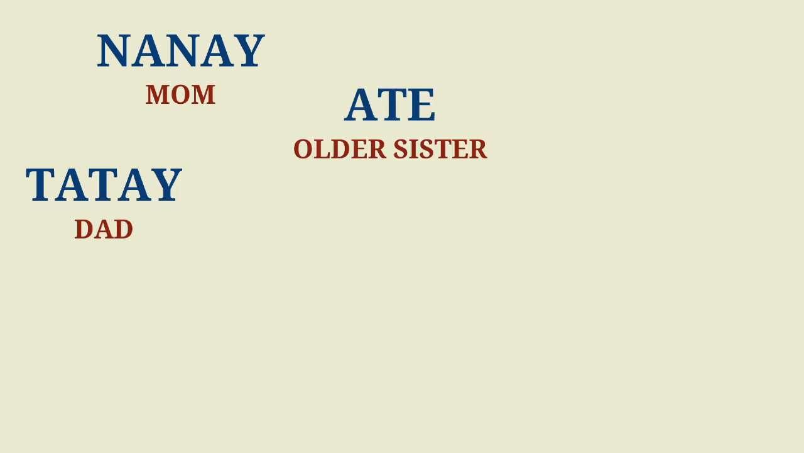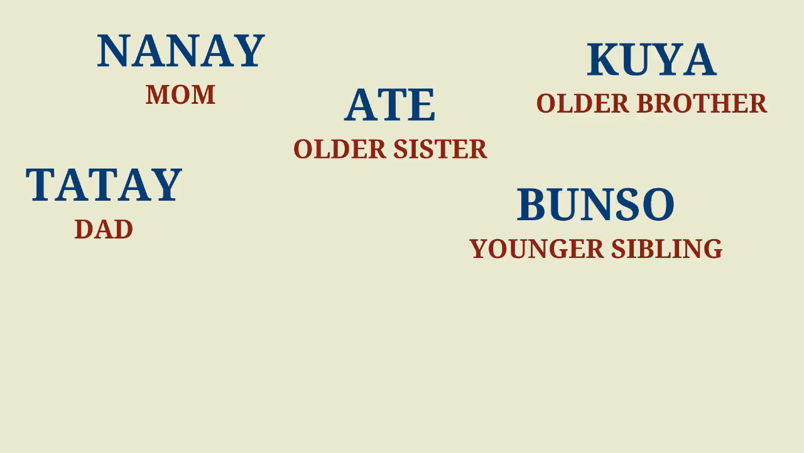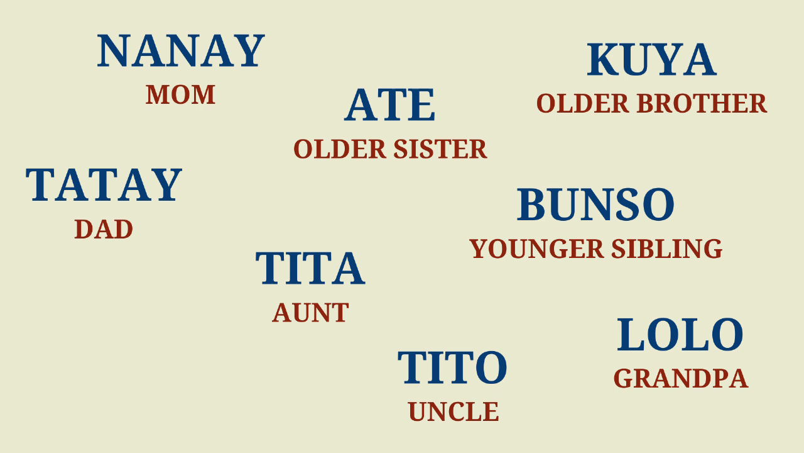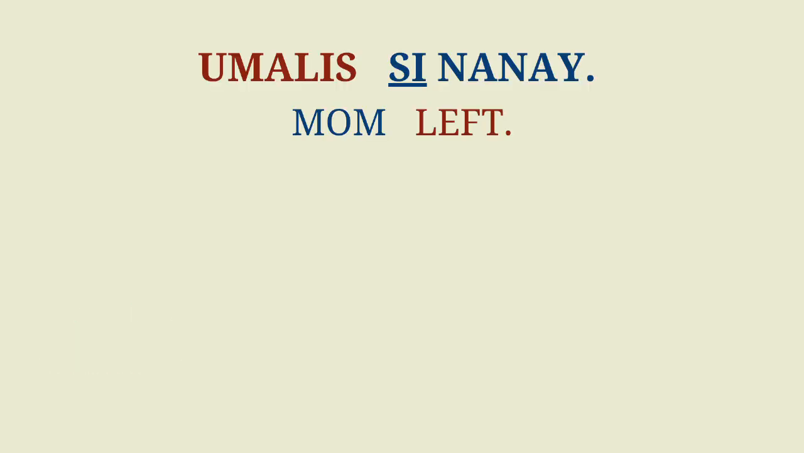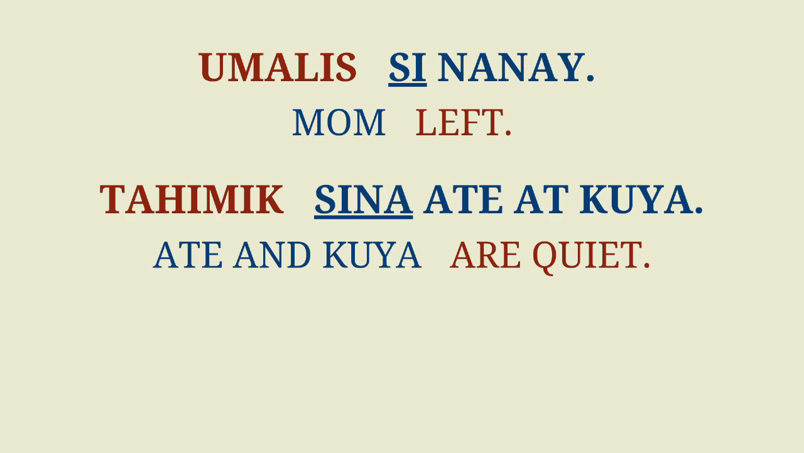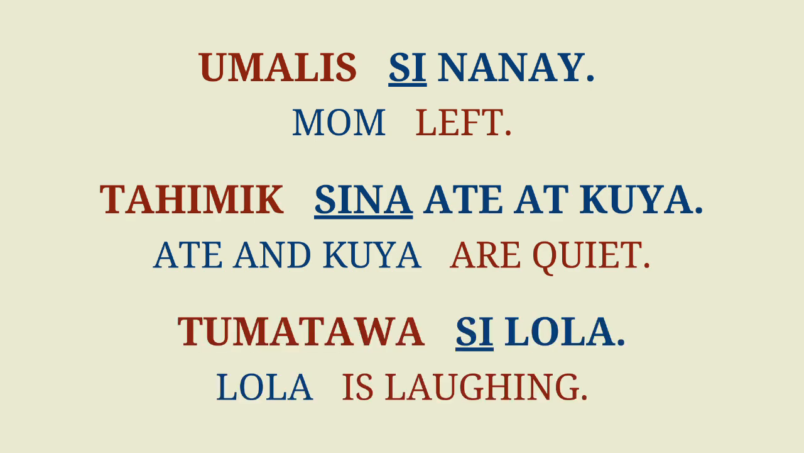Aside from names of people, you can also use si and sina when the nouns are terms that you use to address your family members and relatives, like nanay, tatay, ate, kuya, bunso, tito, tita, lolo, and lola. Halimbawa, umalis si nanay. Tahimik sina ate at kuya. Tumatawa si lola.